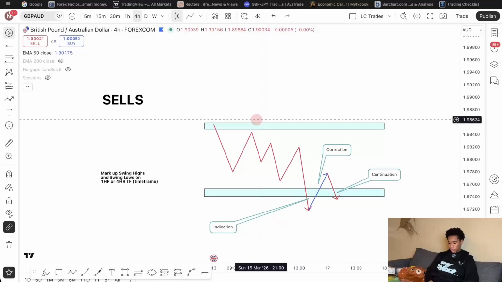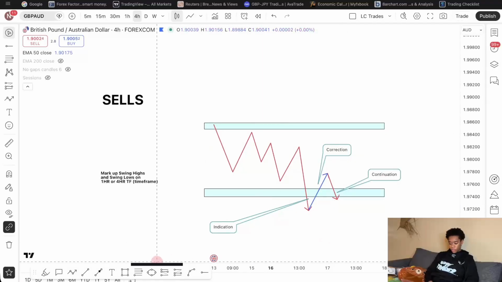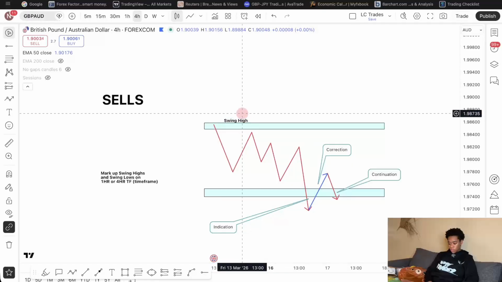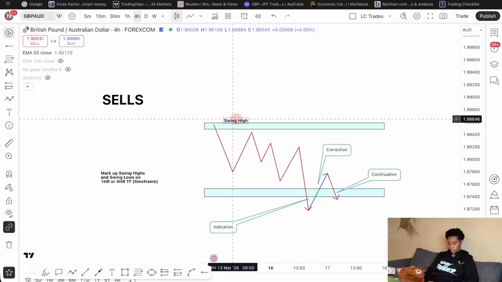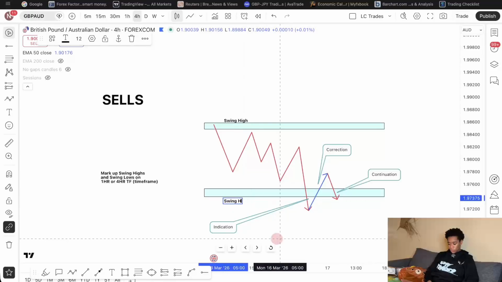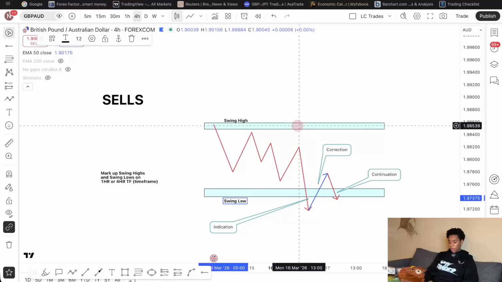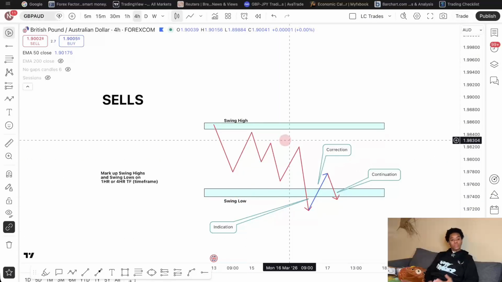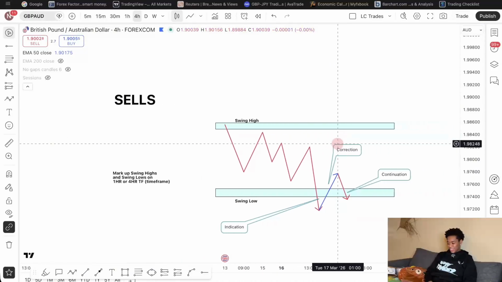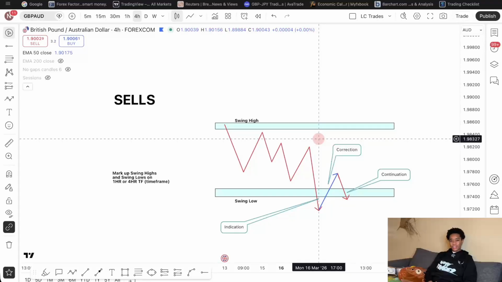So let's just mark these up real quick. Swing high and swing low. All right, perfect. So this is sells. Alrighty. It's literally going to be everything is opposite. It's vice versa of what I just said.